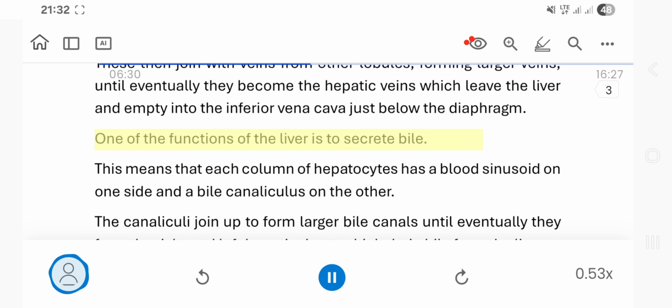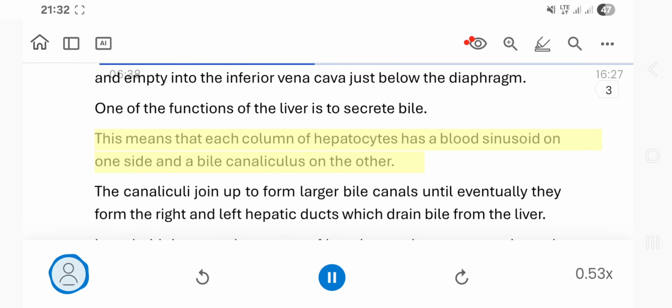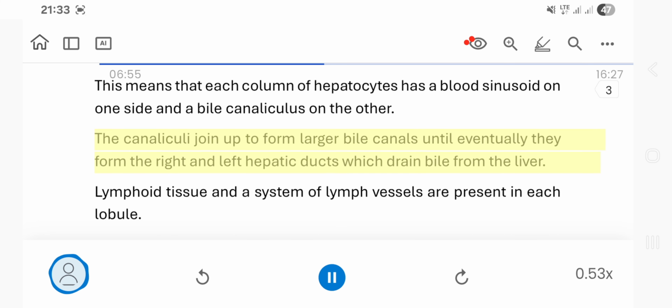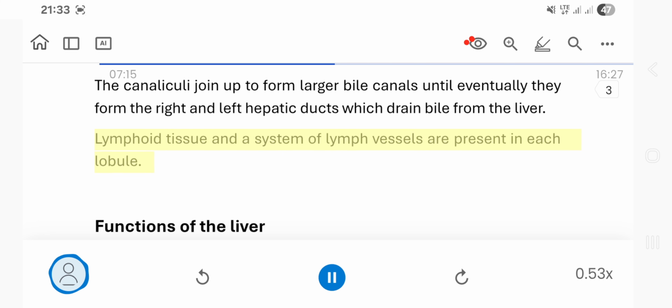One of the functions of the liver is to secrete bile. This means that each column of hepatocytes has a blood sinusoid on one side and a bile canaliculus on the other. The canaliculi join up to form larger bile canals until eventually they form the right and left hepatic ducts which drain bile from the liver. Lymphoid tissue and a system of lymph vessels are present in each lobule.